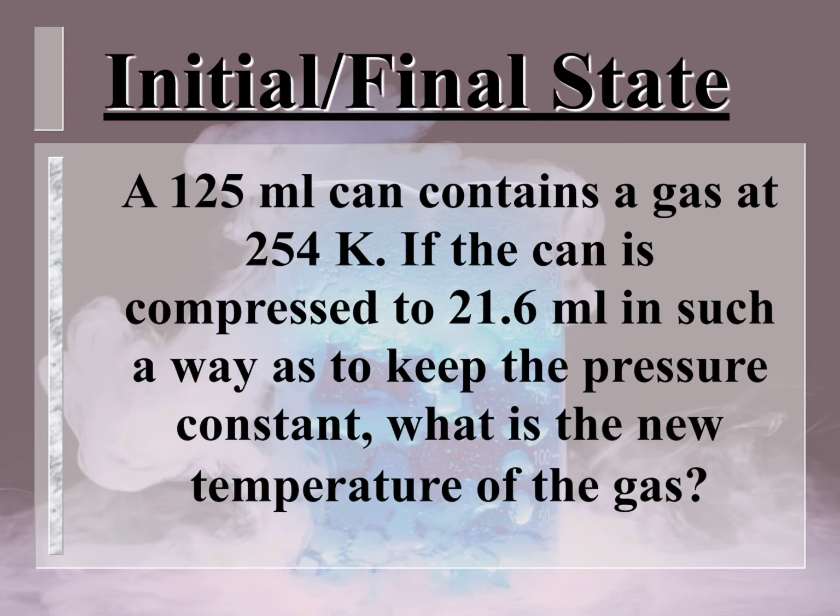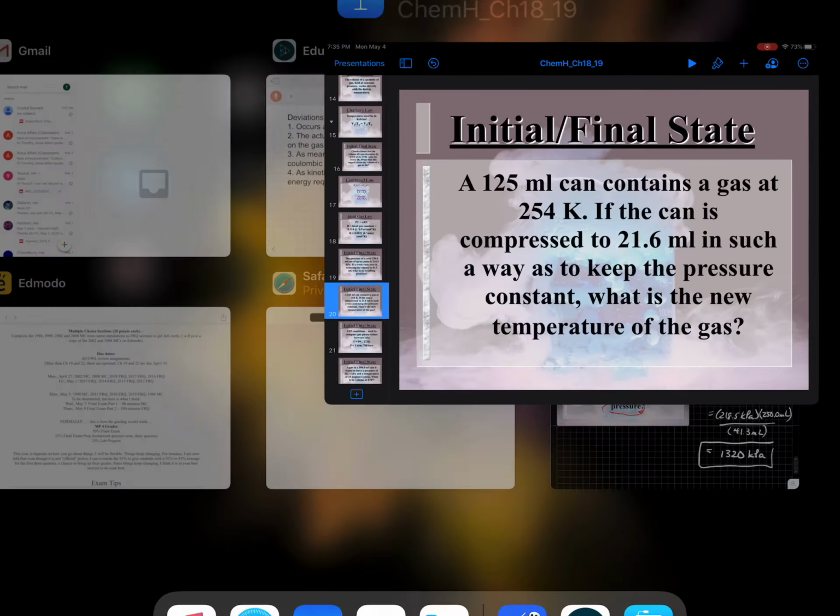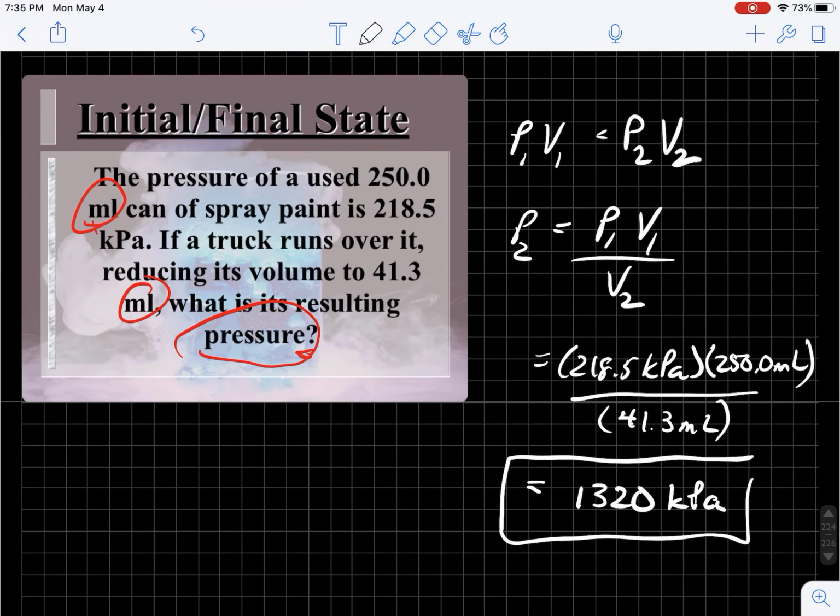Okay, next problem. Again, they give us a volume for a can, and we're compressing it, and they give us a temperature in Kelvin. That was nice of them instead of Celsius. They won't be that nice to you on the test. And what is the new temperature of the gas? So which equation do we use? Well, we're definitely going to use volume, right? Because the volume is changing. Let's copy this and let's paste it.